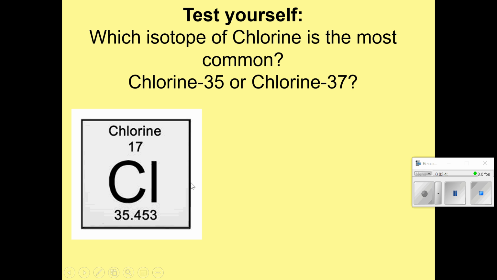All right, test yourself. Which isotope of chlorine would be the most common? Chlorine-35 or chlorine-37? Well, look at the periodic table and look at which the average atomic mass is closer to. So in this case, we can see that chlorine-35 is more common.